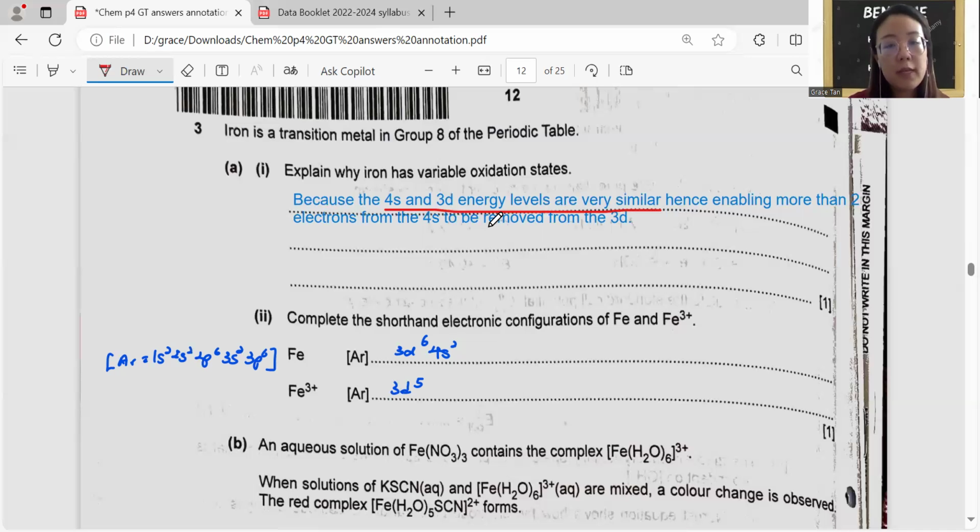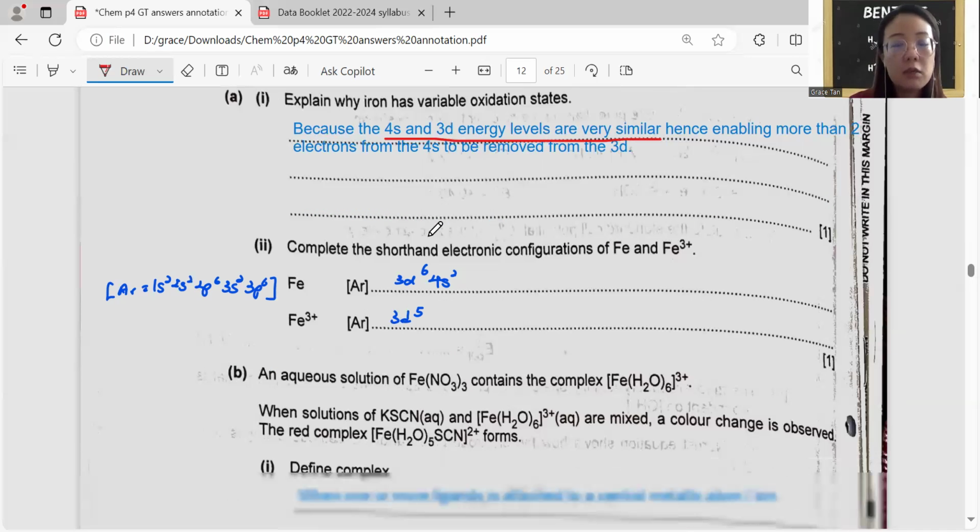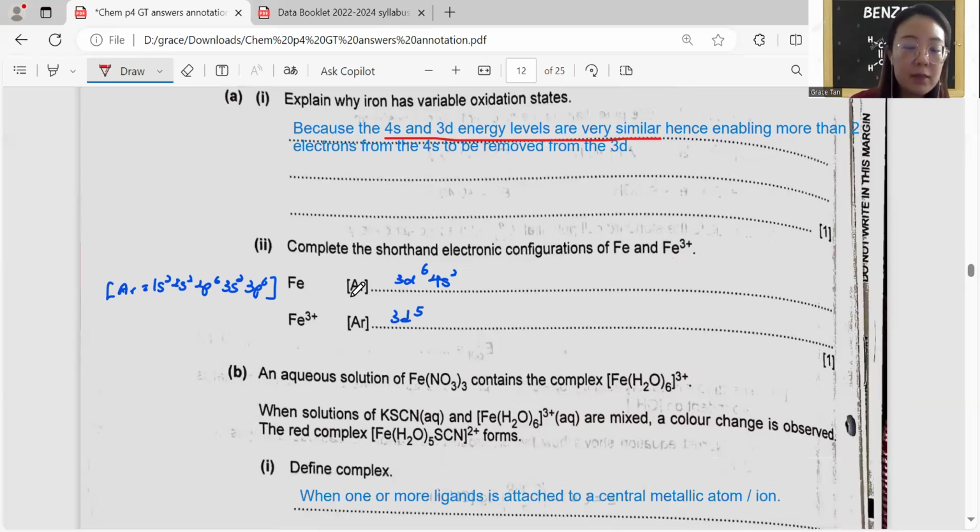So complete the shorthand electronic configuration. For some students who are not familiar, please familiarize yourself with argon. Argon is 1s2, 2s2, 2p6, 3s2, and 3p6. All right, it's the 18 shorthand.